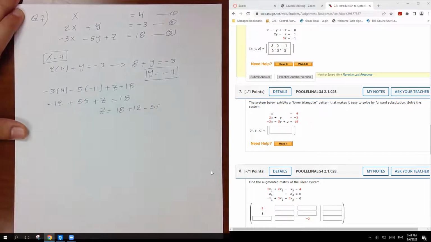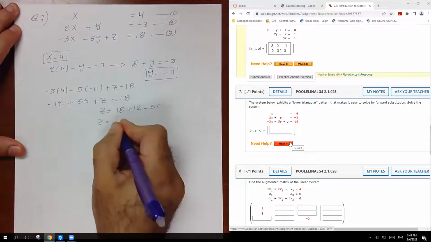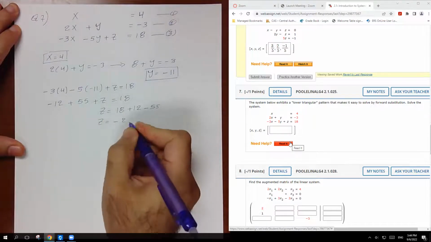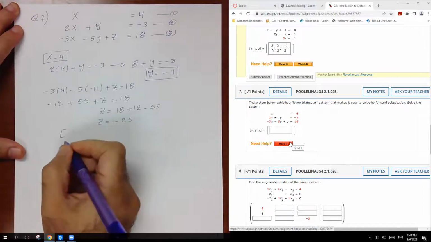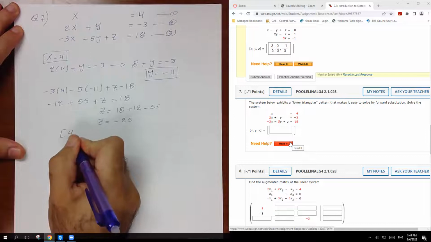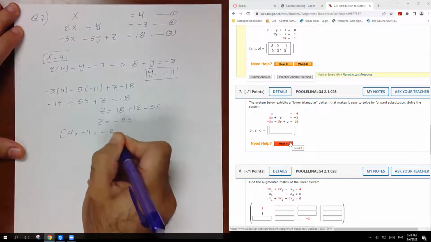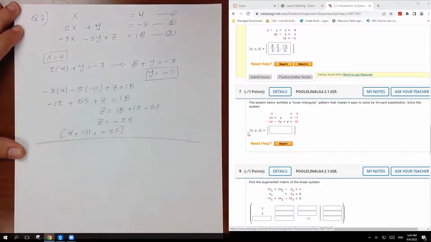But I need to find the value of z. So in this case, z is going to be equal to negative 25, because 30 minus 55 is going to be negative 25. That means the solution set is x is 4, y is negative 11, and z is negative 25. This is the solution set for this system.